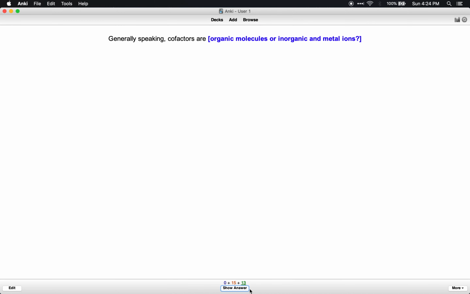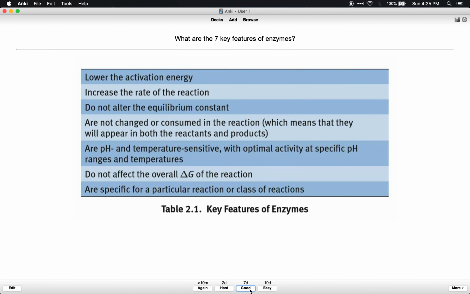Generally speaking, cofactors are inorganic and metal ions. Seven key features of enzymes: they lower activation energy, increase the rate of reaction, do not alter the equilibrium constant, are not changed or consumed, are pH and temperature sensitive, do not affect delta G, and are specific.